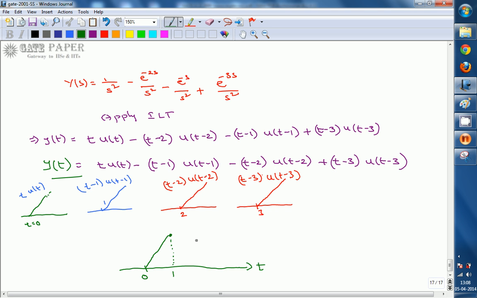After that, from that we are going to subtract (t minus 2) into u(t minus 2), so the value goes on reducing like this. It is started at 2, and it will go like this.